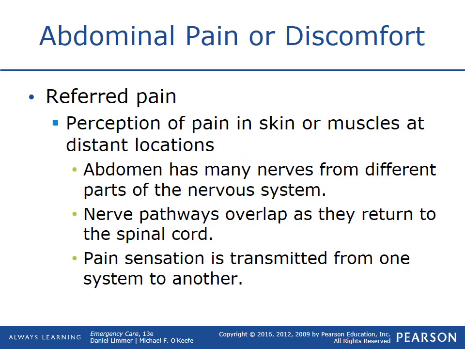Then we have referred pain. It's a perception of pain in the skin or muscles at distant locations. The abdomen has many nerves from different parts of the nervous system. They pass through the abdomen, and those nerve pathways overlap as they return to the spinal cord. Pain sensations sometimes are transmitted from one system to another. This is called referred pain. Now, turn to page 605 and be sure and review each type of those abdominal pains.